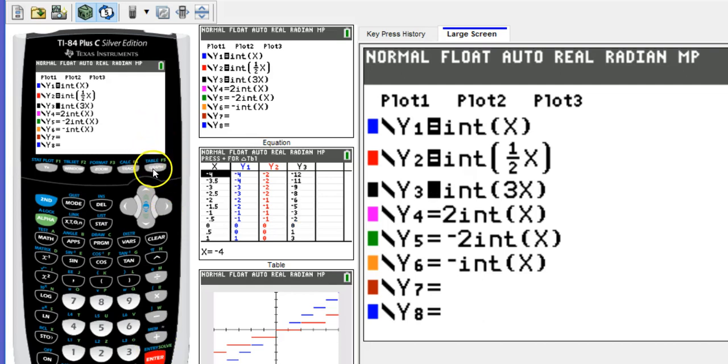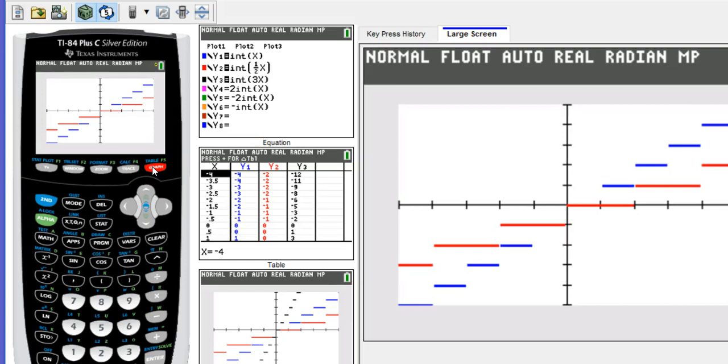Okay, let's graph it. Oh, did I turn it off? No, I turned it on. Okay, here we go. Here it comes. It's black. Oh, look at those little skinny steps. Made it smaller. Made it really smaller.